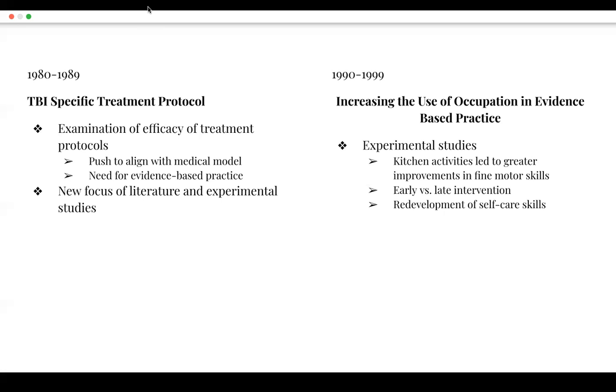One study found that subjects in the functional meal preparation group, who did kitchen activities, showed significantly greater improvement in their dominant hand dexterity for picking up small objects than the subjects in the group that did a tabletop puzzle activity. And another study compared the benefits of early intervention and late intervention. As we had talked about in prior decades, that research determined therapy as soon as possible leads to greater outcomes. So this was evaluated in this research study.